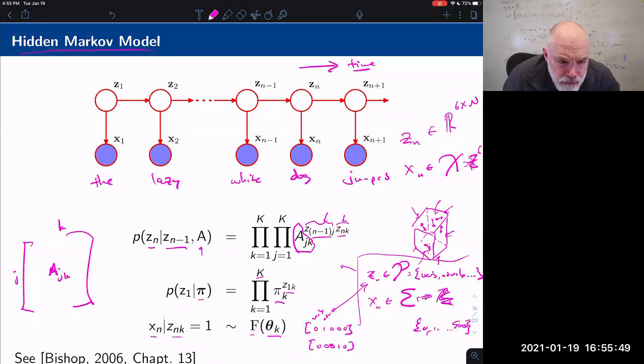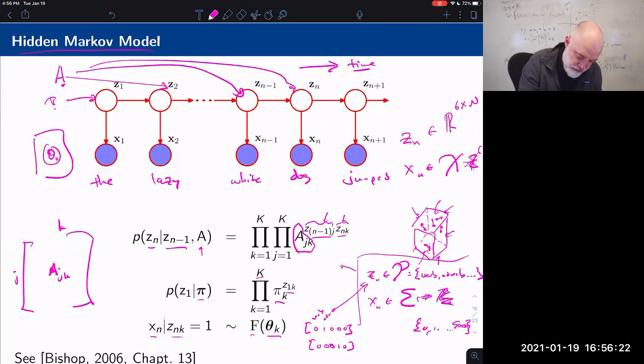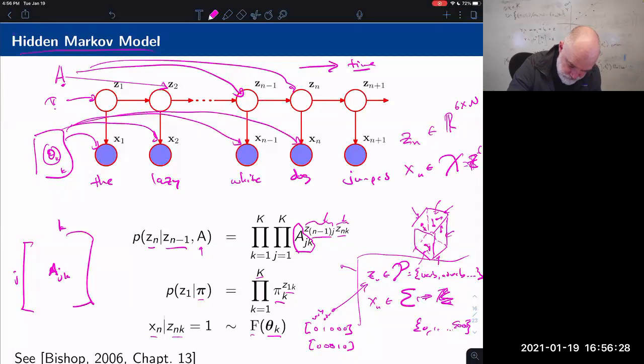From Z1, arrows from Z1 to Z3. Okay. No. Okay, great. So I would say that there are some parameters that are missing. So A is this matrix, which governs not this one, but this one, and this one, and this one. And there's a pi, which is a parameter which governs this. And there is a set of thetas, which connect to all of these. Okay.